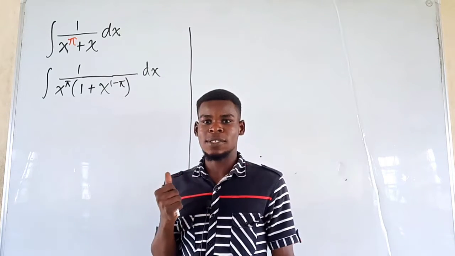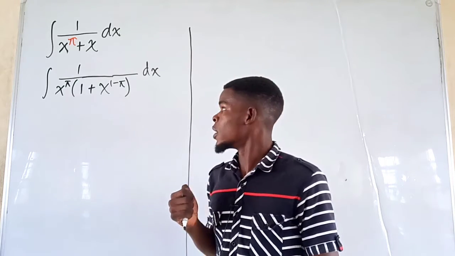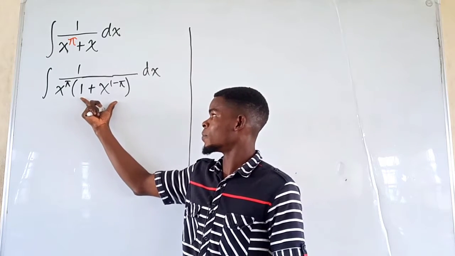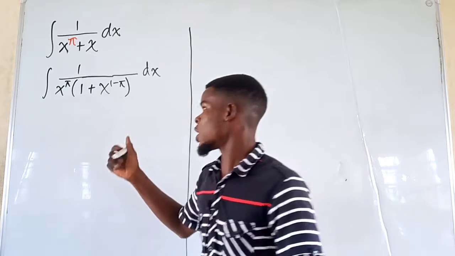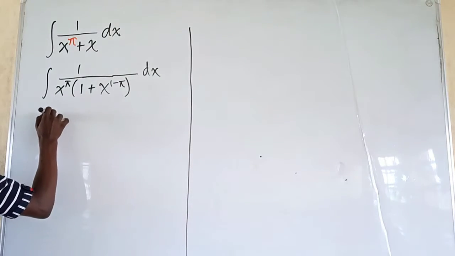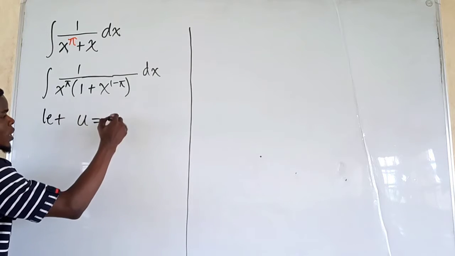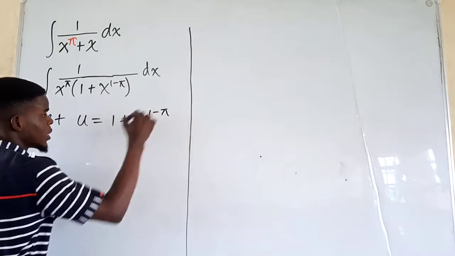Anyway, the next thing I'd like to do is to make a u-sub, alright? The u-sub, I'm going to substitute u in this place. That is, I'm going to do a change of variable. So I'm going to start by saying let u be a new variable, and it should take the whole of this. That is 1 plus x to the power of 1 minus pi, like that, alright?